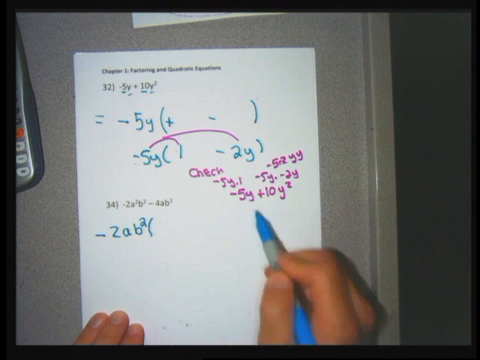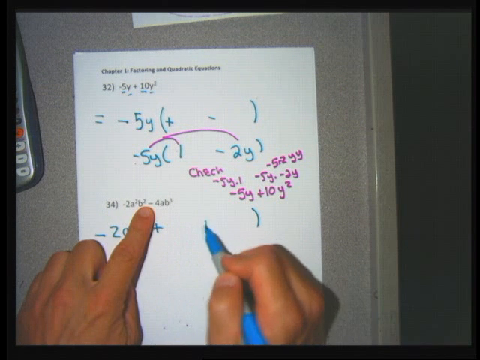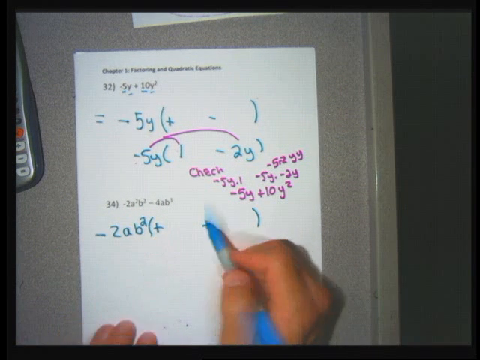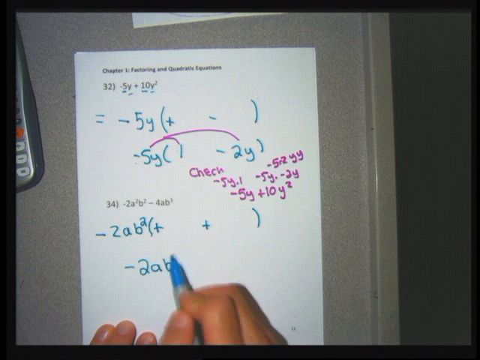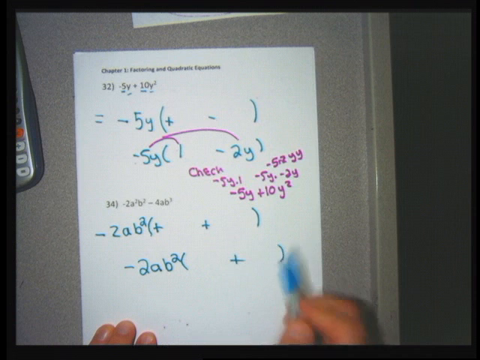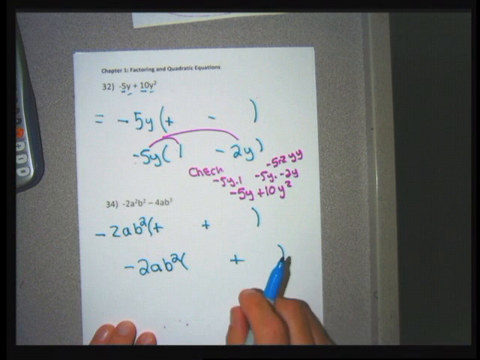I make my parentheses with my signs. The negative sign flips to plus. That negative sign flips to plus. Probably shouldn't write that negative sign. That plus sign, should I say. So I'm going to write negative 2ab squared and just a plus sign. Now I'm just going to do regular dividing and subtracting out the exponents.